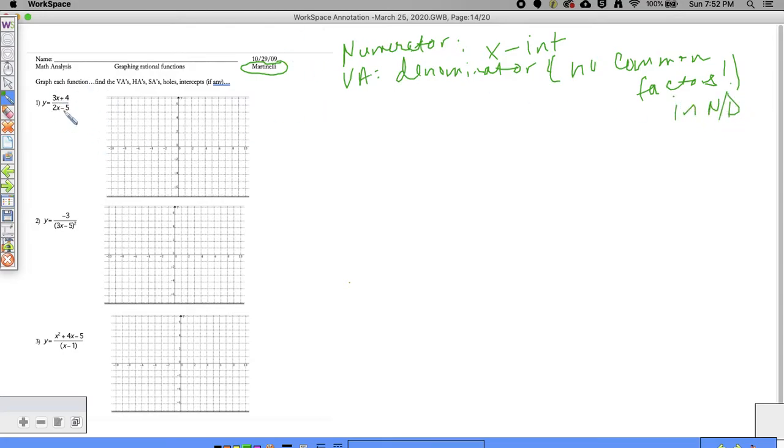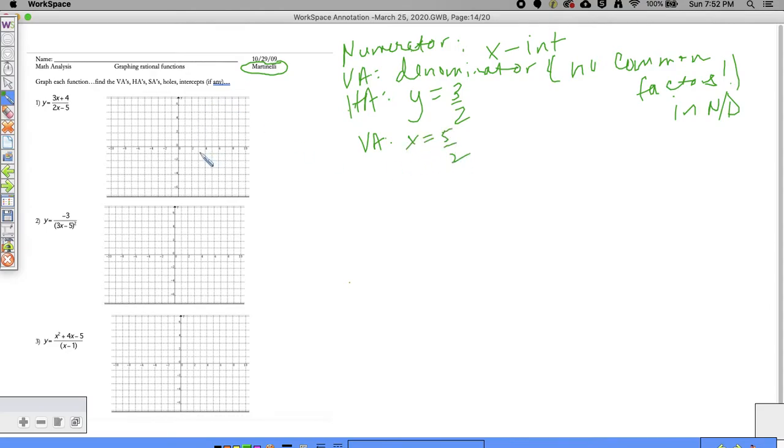So right now, I'm taking a look at this right over here, and if you remember, the HA is the ratio of the highest degree, and in this case, the highest degree upstairs and downstairs is X to the first, so your HA is going to be y equals 3/2. To find my VA, my vertical asymptote, I take the denominator and set it equal to 0. So my vertical asymptote is going to be x equals 5/2.